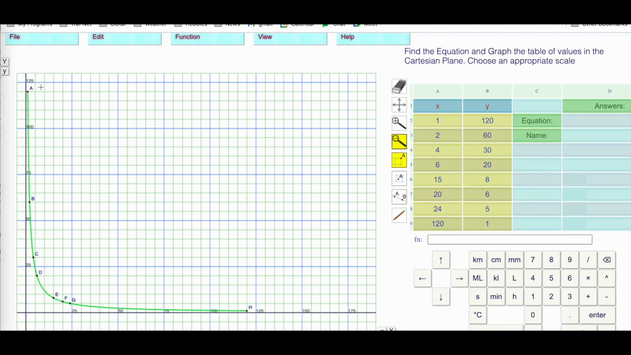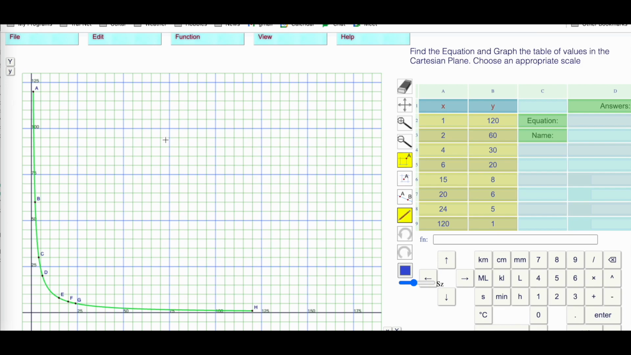This is inverse variation. Inverse variation is always of the form Y is equal to A over X. To find the A, I just cross multiply, so we have X times Y is our A value.